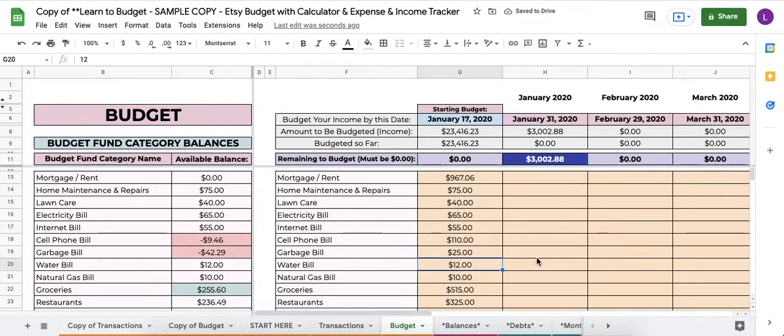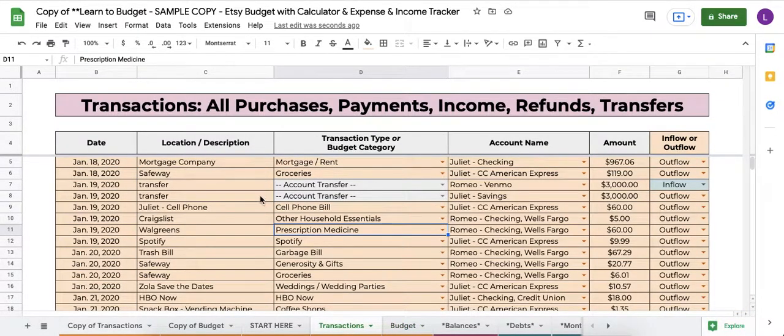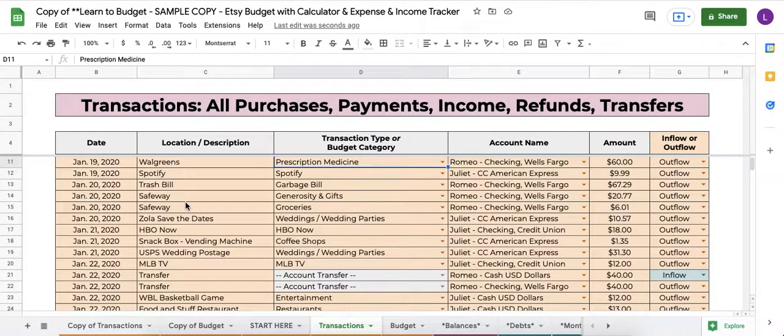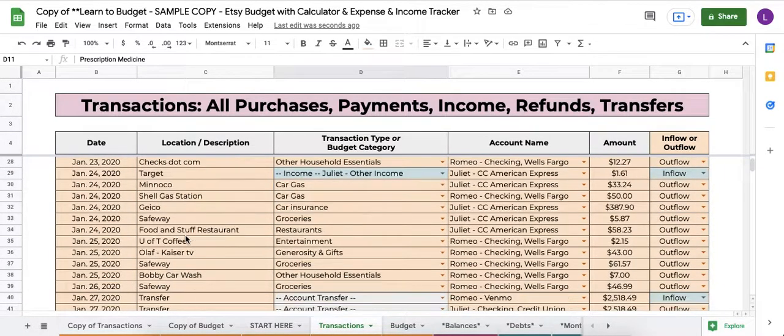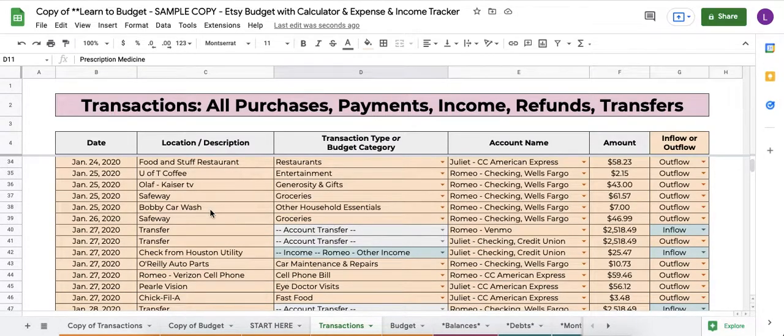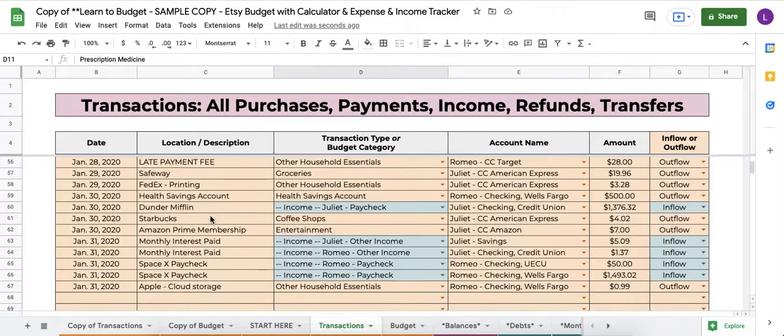Okay, come back. So now, in this little fake world, we're pretending that today's date is January 31st of 2020. And for the rest of the month of January, since I started this budget until January 31st, I have been living my life and making transactions and purchases all over. Walgreens and Spotify, I paid my trash bill, I got some groceries, etc. So as I was making those purchases or making that income or making transfers, I was entering all those transactions here onto this transactions sheet.